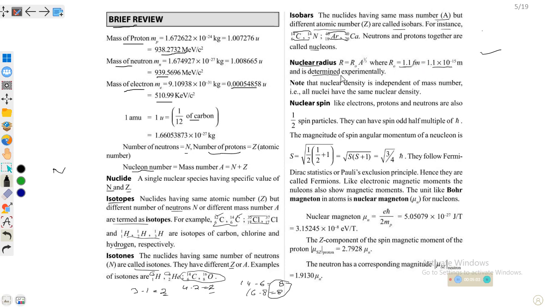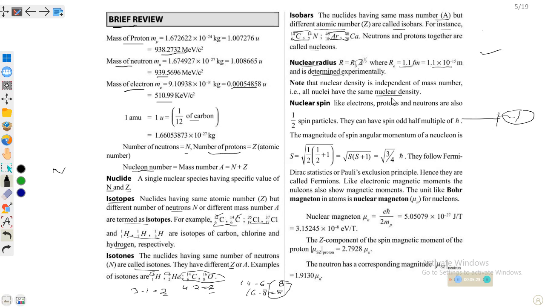We can determine it experimentally by firing alpha particles at a nucleus, and from the distance of nearest approach we can find its radius. So the nuclear radius is r equal to r naught times A to the power one-third. If we are given the mass number of any atom, we can find its radius by this empirical formula. Note that the nuclear density is independent of mass number. All nuclei have the same nuclear density.